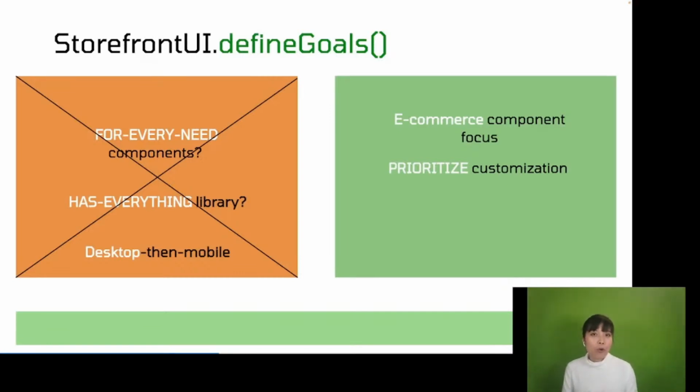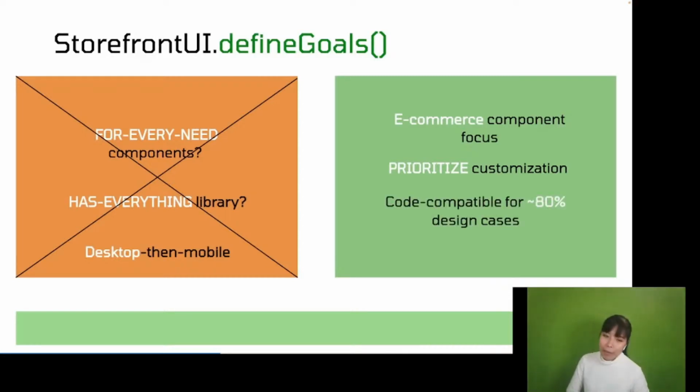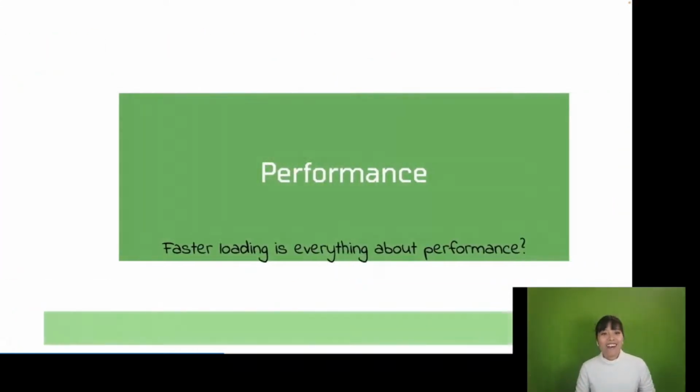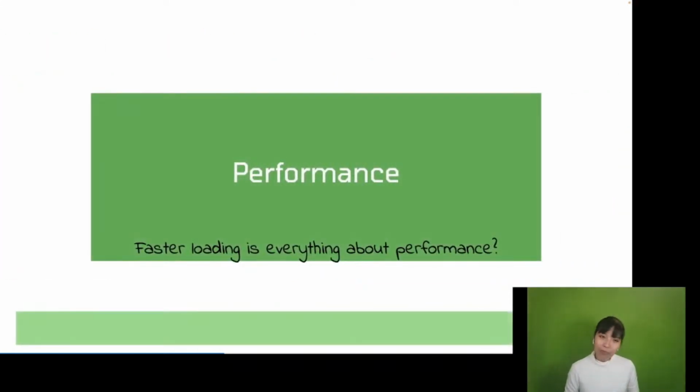and because of the nature of the industry, we prioritize customization so that the brand will be able to customize according to their look and feel. And in our code base, because we prioritize customization, we only plan for the code to be compatible with 80% of the design cases. And lastly, importantly, mobile first. Why? Well, think about it. Do you ever do online shopping nowadays with a laptop, or are you just lying on your sofa and doing it over your phone? Right?